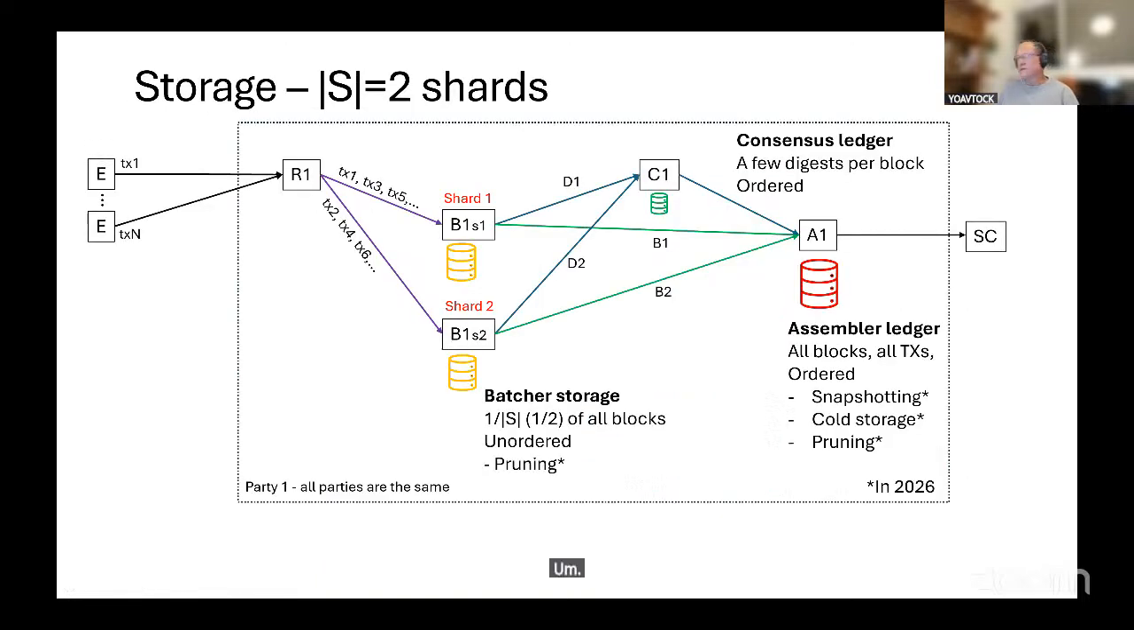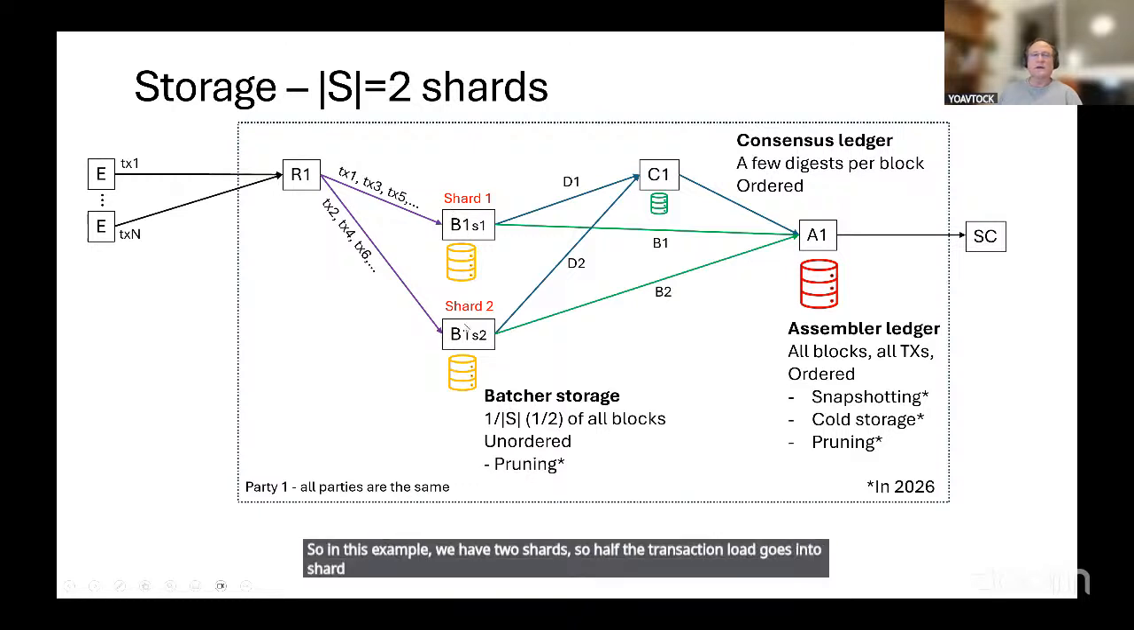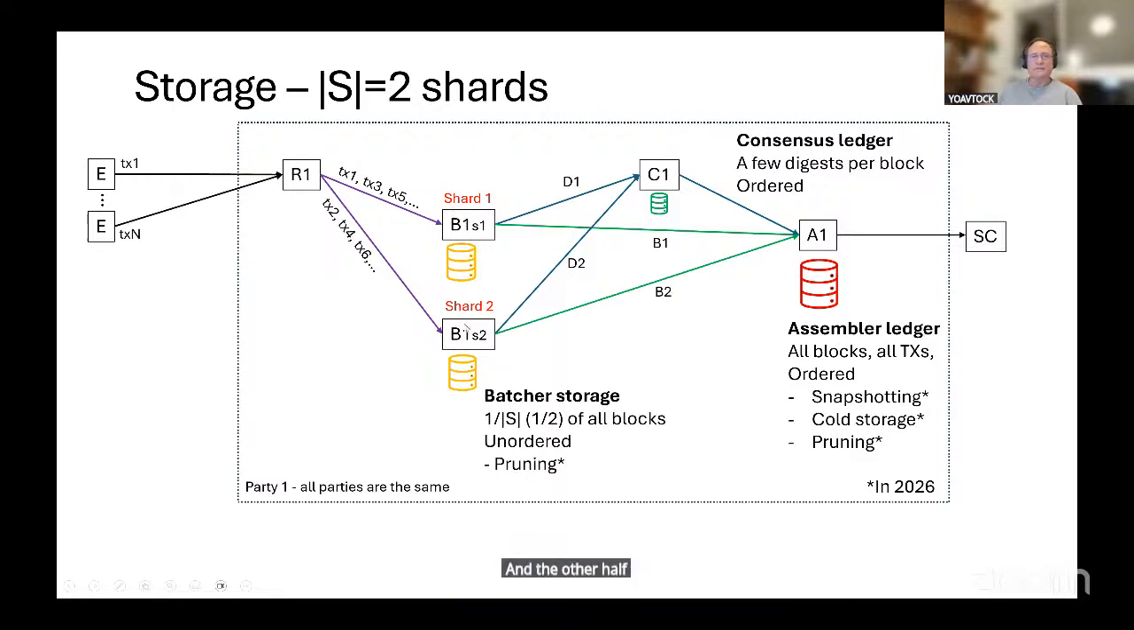One comment about storage and resource utilization. If we look at the architecture of one party, and all parties are the same, what we see here are the communication patterns. All the transactions flow into the router, and then transactions are being divided into the shards. In this example, we have two shards, so half the transaction load goes into shard number 1, and the other half to shard number 2.